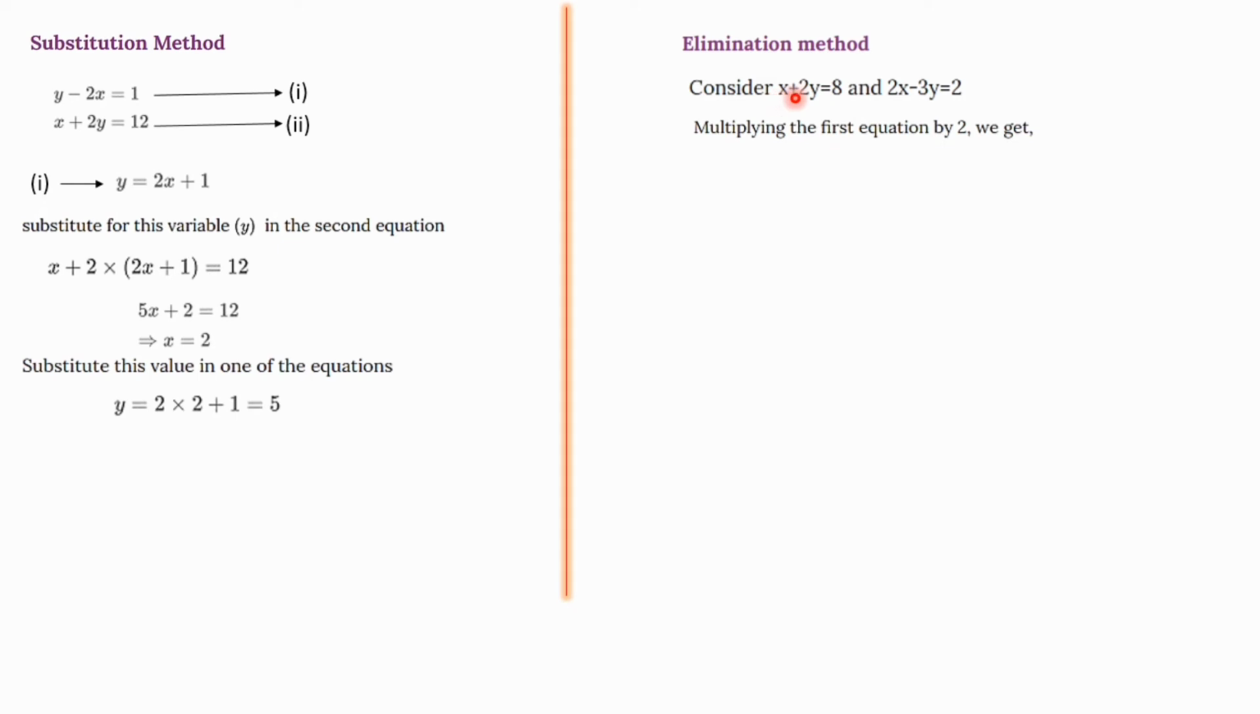See here the coefficient of x is 1, and here the coefficient of x is 2. So if I multiply by 2 here, the coefficient of x here and the coefficient of x there will be the same. That's why we are multiplying the first equation by 2. The 2 we have got from the coefficient of x in the second equation. Then 2x plus 4y is equal to 16. I am multiplying here with the 2. So 2x plus 2 into 2, 4y, 8 into 2, 16. Then here as it is, the same will come, 2x minus 3y is equal to 2.